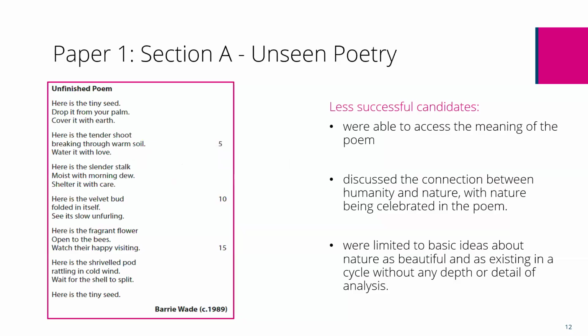You're going to see now on the left-hand side the poem that was chosen by the principal examiner. It was an unfinished poem by Barry Wade. And the question asked candidates to explore how the writer presents nature in this poem. In your answer, you should consider the writer's descriptive skills, choice of language, use of form and structure. Support your answer with examples from the poem.